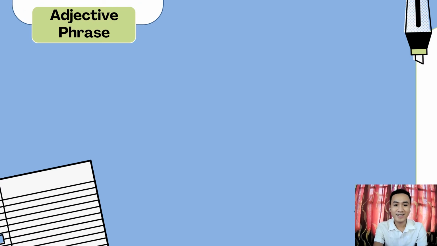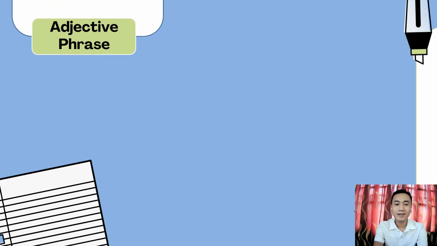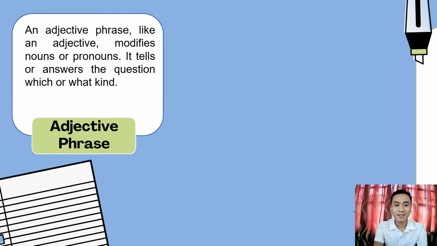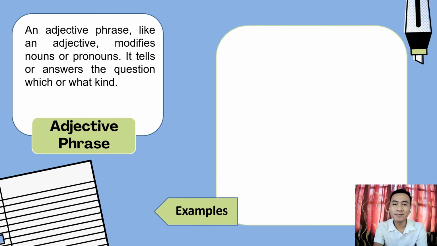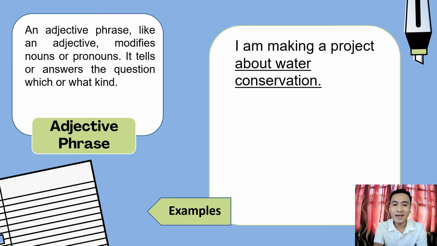Adjective phrase. An adjective phrase, like an adjective, modifies nouns or pronouns. It tells or answers the question, which or what kind. For example, I am making a project about water conservation. The underlined phrase modifies the noun project, and it answers the question, what kind of project?